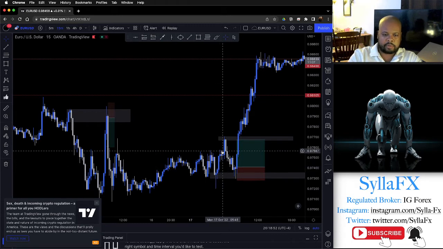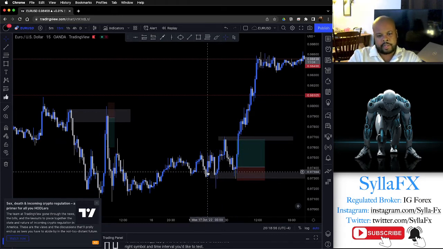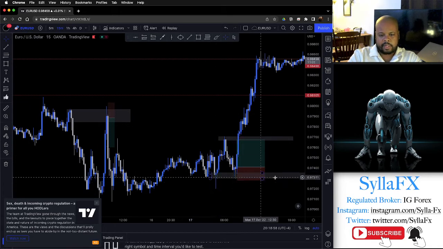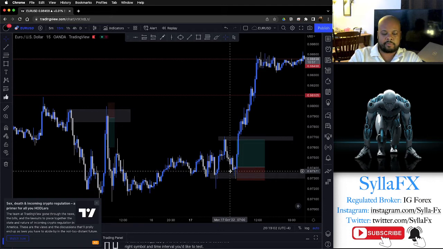So price broke above this high and created a new high. I set up my demand level down here. And as you can see, price came all the way back in and tapped right into that level. It gave us a couple of rejections.